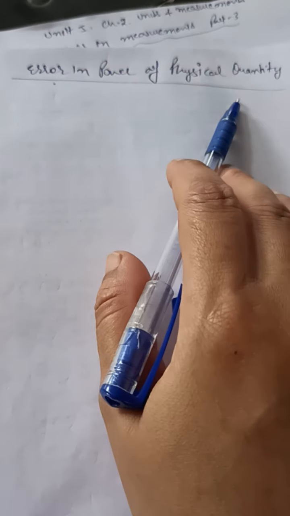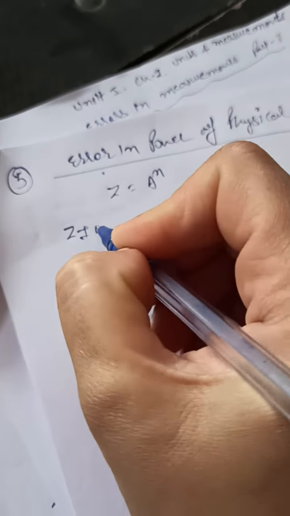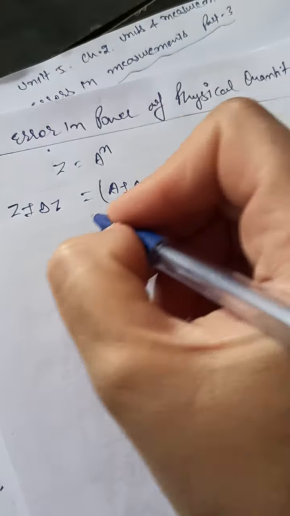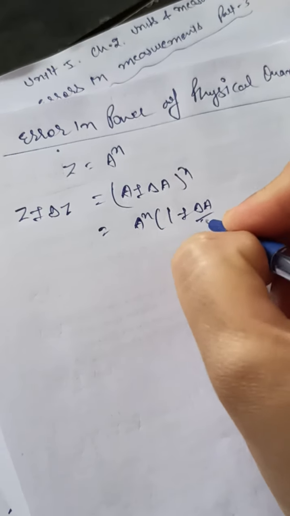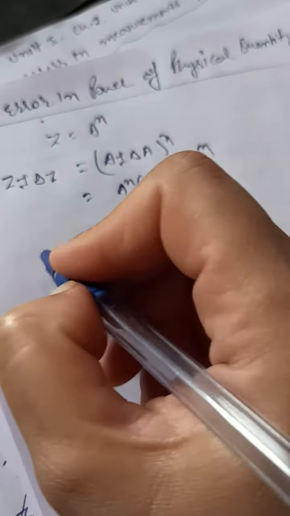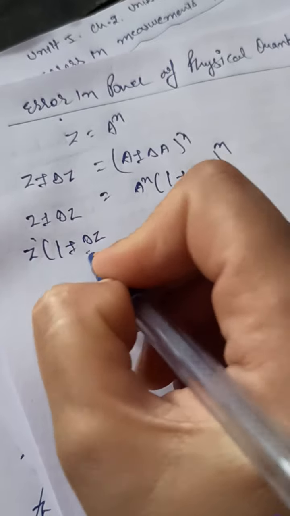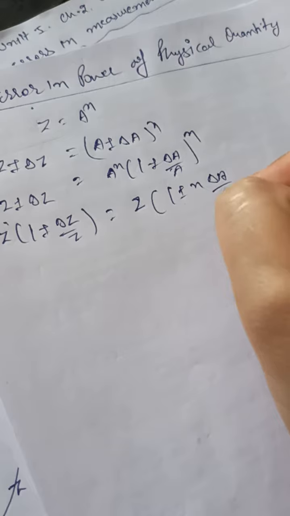Next is the error in the power of a physical quantity, meaning when z is equal to a power n, that is equal to the power of some physical quantity, then again you can write z plus minus delta z equals a plus minus delta a raised to power n. To solve the right hand side, take a common, a power n, 1 plus minus delta a upon a raised to power n. Now take z common from the left hand side, you will get 1 plus minus delta z by z, a power n is equal to z, 1 plus minus n delta a upon a plus n into n minus 1, delta a upon a the whole square upon 2 factorial.